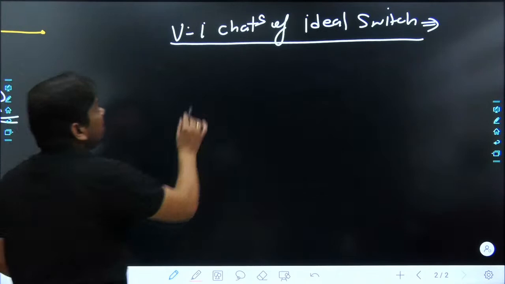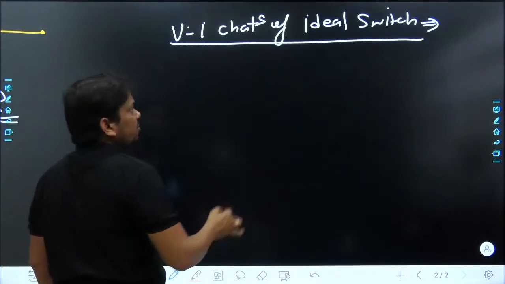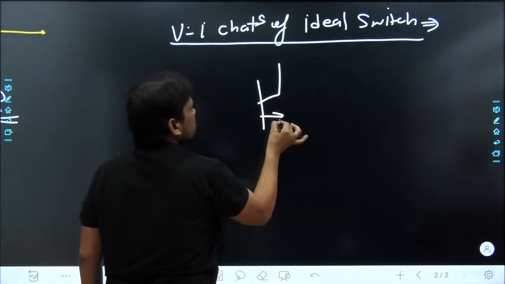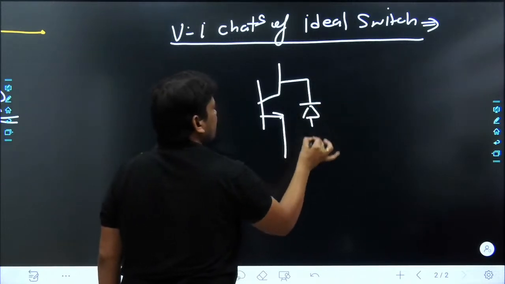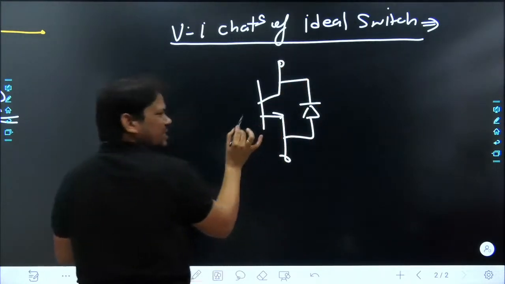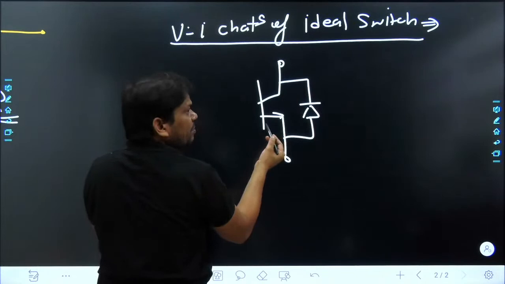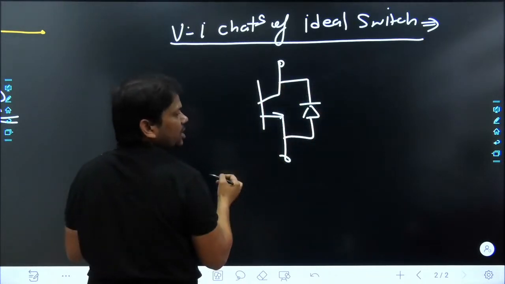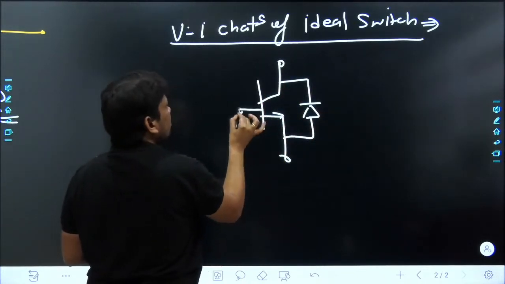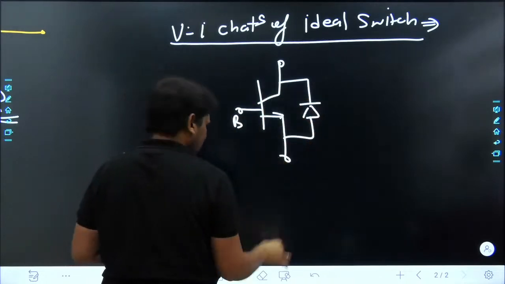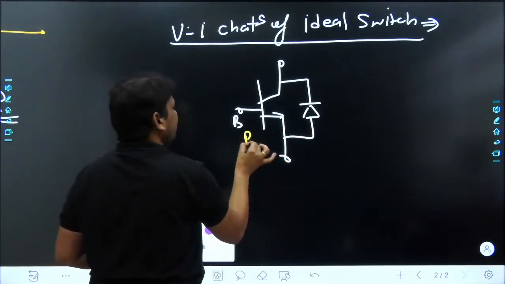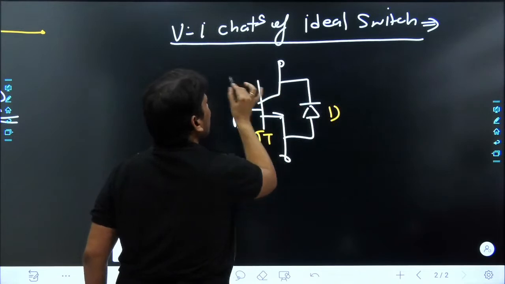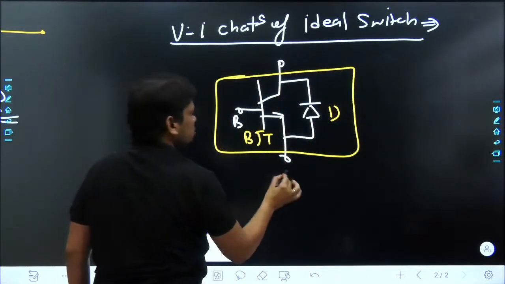So see, the VI characteristic of ideal switch module. Here we have one controlled switch in this fashion and one uncontrolled switch. Please be serious. We don't require more than 5 minutes to explain the VI characteristic of this switch module. It is our base, and you know it very well. This device is a BJT and that device is a diode, and the overall combination is called a switch module.